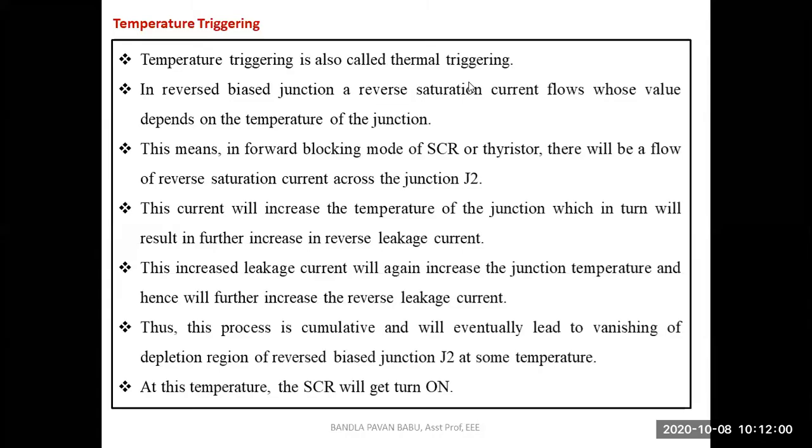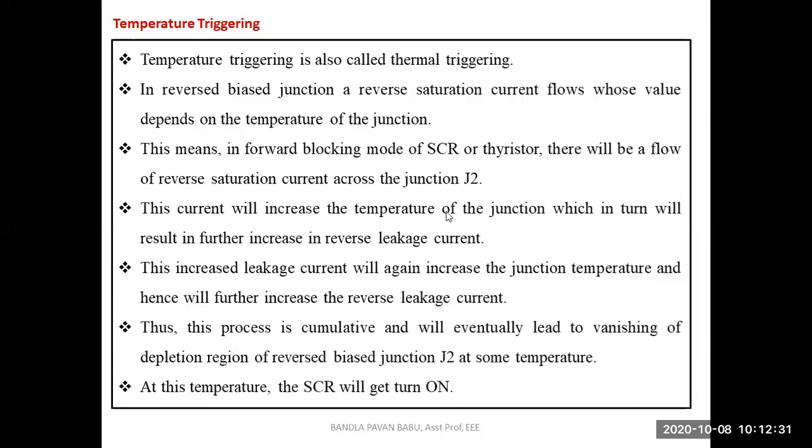With an increase in the reverse leakage current, what happens? The depletion layer of the junction vanishes, so that the switch may completely close. J1 and J3 are already forward biased. Because of this removal of J2, there will be a smooth operation. That means the current flows from anode to cathode. So this is the simple overall view of this temperature triggering. I will read it out one by one.